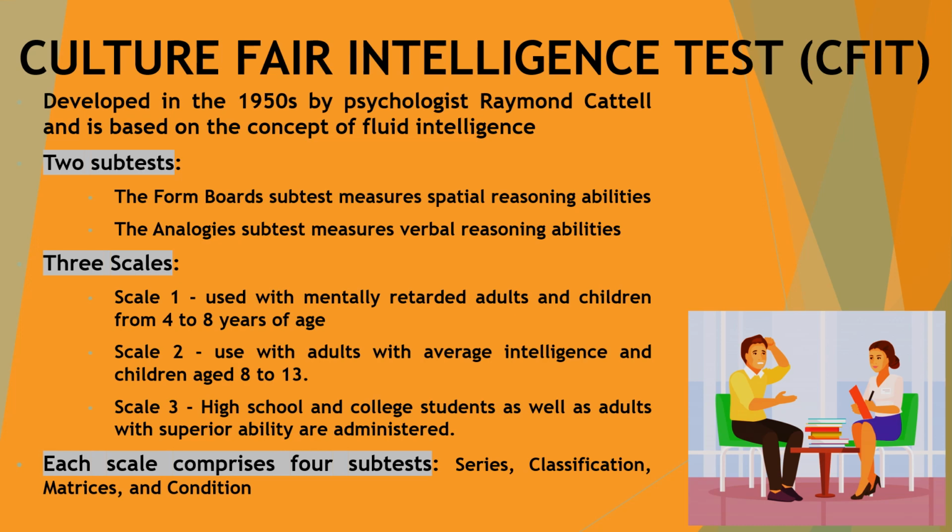Scale 1 is used with mentally retarded adults and children from 4 to 8 years of age. Scale 2 is meant for use with adults with average intelligence and children aged 8 to 13. High school and college students as well as adults with superior ability are administered scale 3. Each scale comprises 4 subsets: series, classification, matrices, and conditions. 2 equivalent forms, Form A and Form B, are available for each scale.